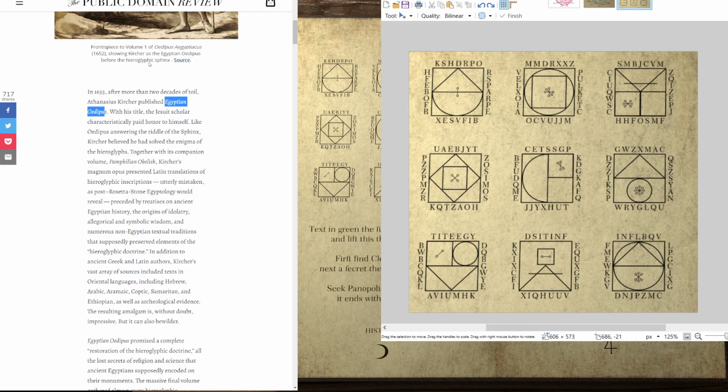With this title, the Jesuit scholar characteristically paid honor to himself. Like Oedipus answering the riddle of the Sphinx, Kircher believed he had solved the enigma of the hieroglyphs. Together with its companion volume, Pamphylian Obelisk, Kircher's magnum opus presented Latin translations of hieroglyphic inscriptions. Utterly mistaken, as post-Rosetta Stone Egyptology would reveal, preceded by treatises on ancient Egyptian history, the origins of idolatry, allegorical and symbolic wisdom, and numerous non-Egyptian textual traditions that supposedly preserved elements of the hieroglyphic doctrine.